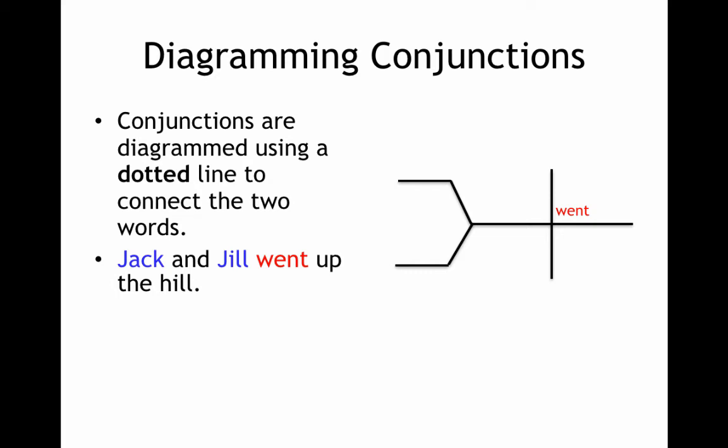Okay, kind of looks like a pencil, looks like an arrow, whatever you want to think of to help you remember it. But now I have Jack on the top and Jill on the bottom. How do I connect them? I connect them using this little dotted line right here. And I'm actually going to take the word and put it right there. Okay, Jack and Jill went is basically my sentence.